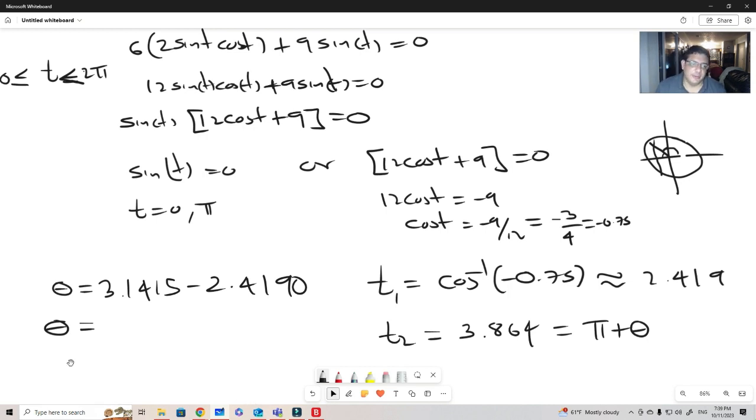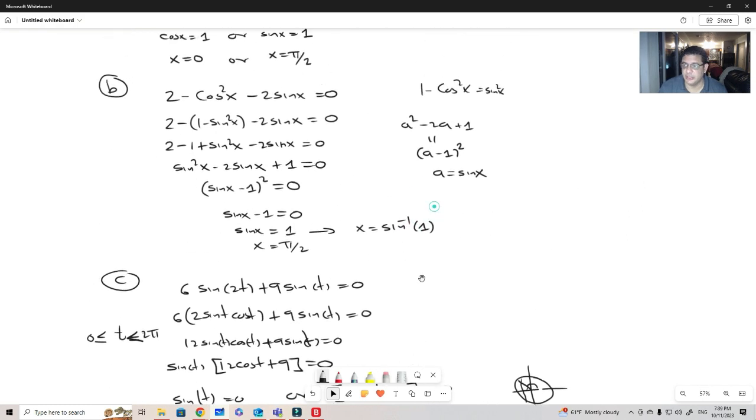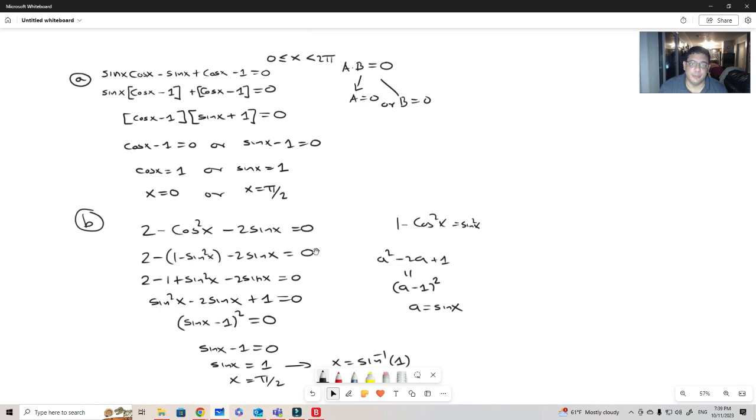Okay? And so these are a couple of examples of solving equations, especially in terms of sine and cosine. So please keep practicing this, and let me know if you have any questions. Try to practice some more with the different practices that we have in Lumen.